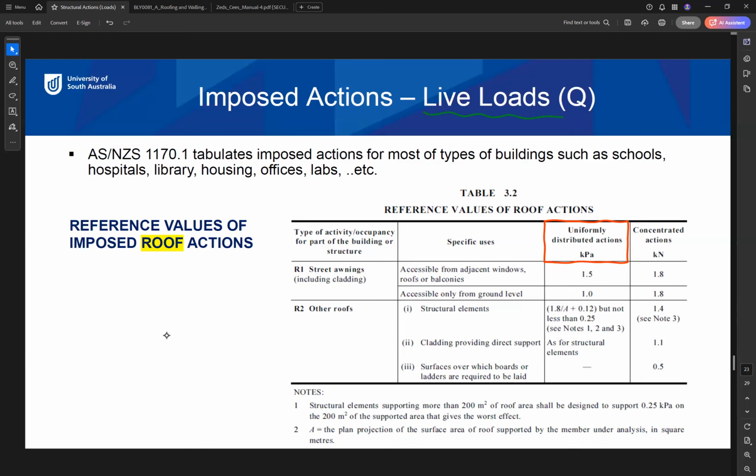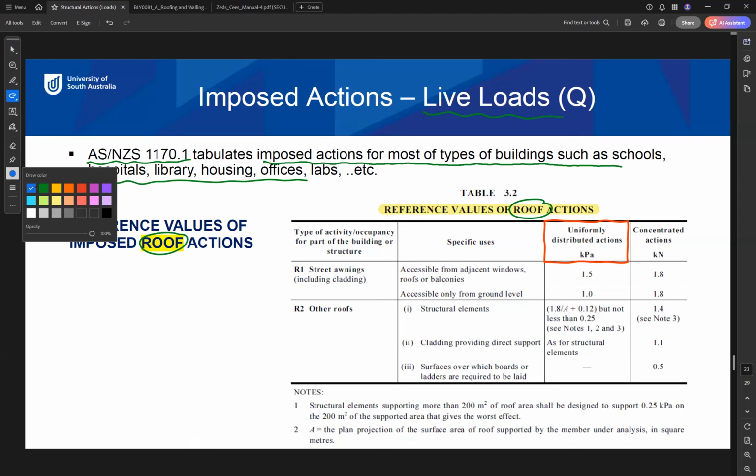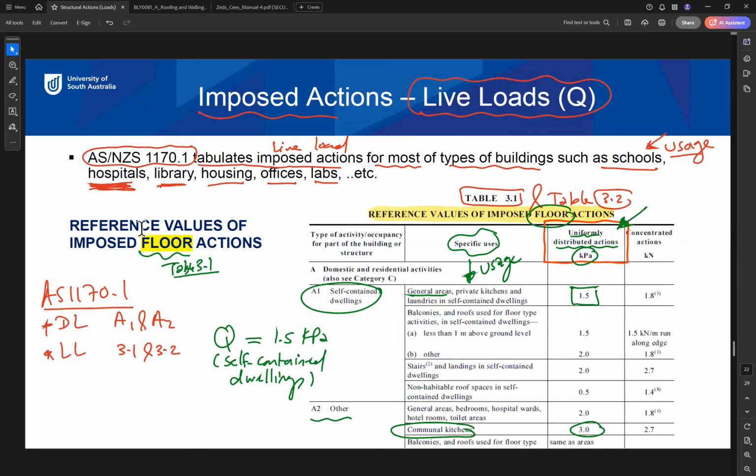For roof, also the standard tabulates the imposed action for most types of buildings such as school and so on. So table 3.2 will be for roof. Table 3.1 will be for floor. In our assessment, we will have roof and floor. So you should be careful when you use this table. This table is for roof and this table was for floor.